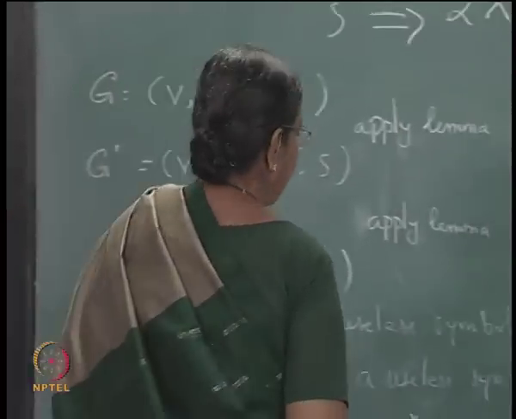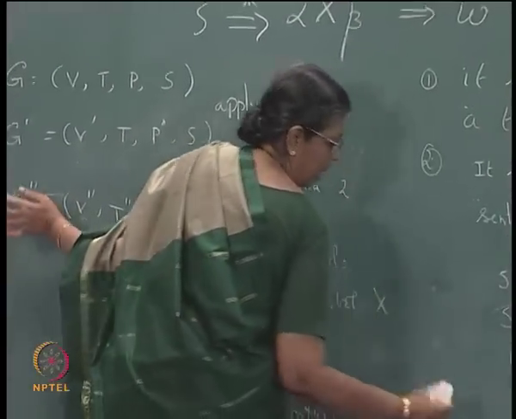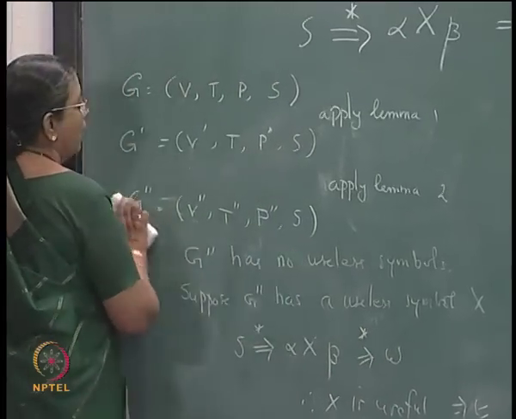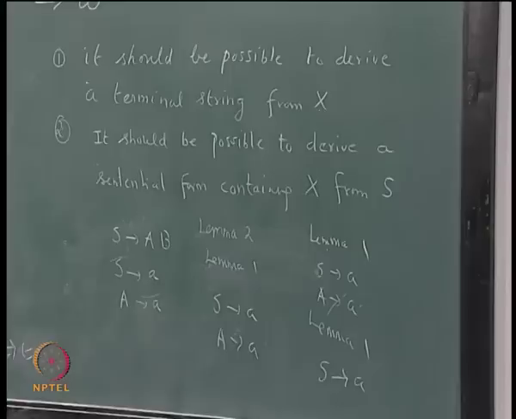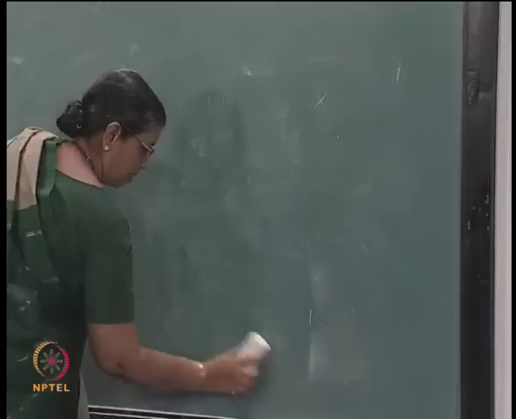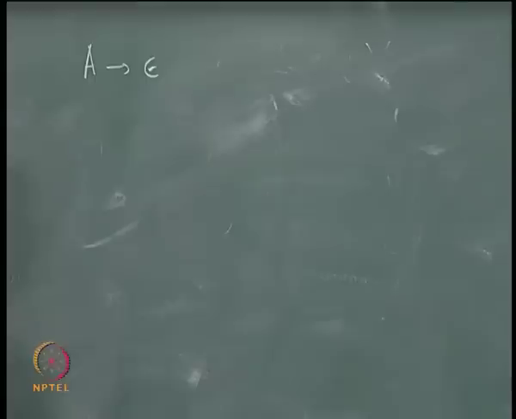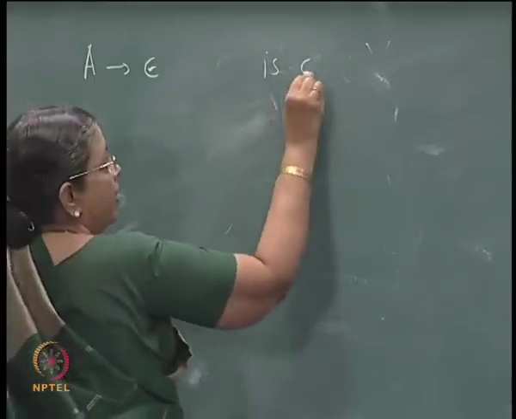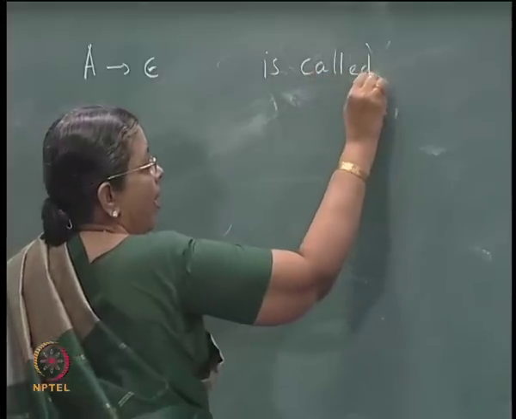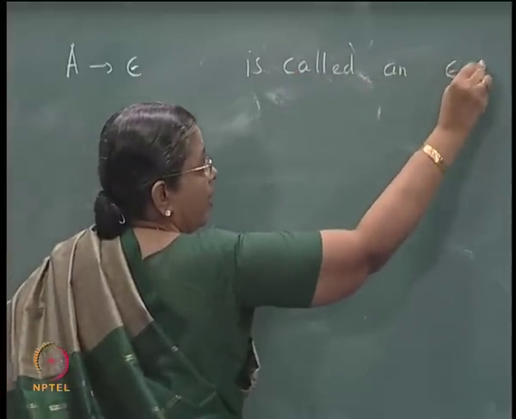So, now we have seen how to remove a useless symbol from a context free grammar. Next is removal of epsilon productions and unit productions. We want to remove epsilon productions. A rule of the form A goes to epsilon is called an epsilon production.